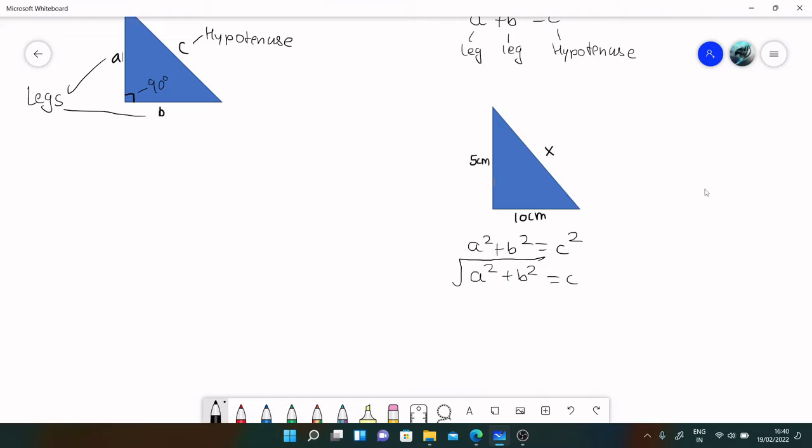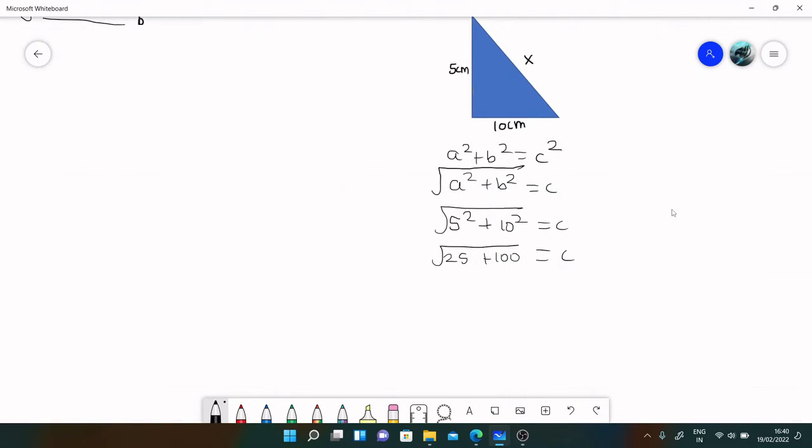So our A value, let's just take 5 square, and let's keep 10 as the B value, equals C. So 25 plus 100 equals C, square root of 125 is our C value. So our C will be 11.18.